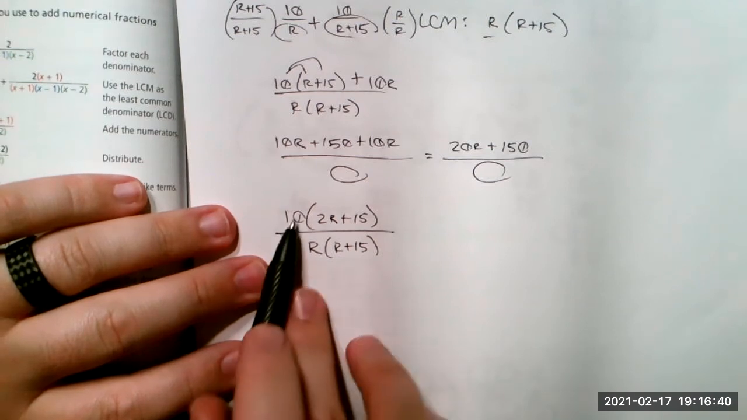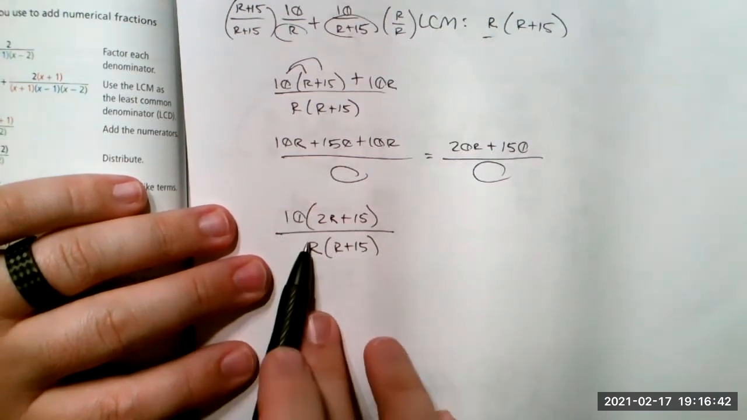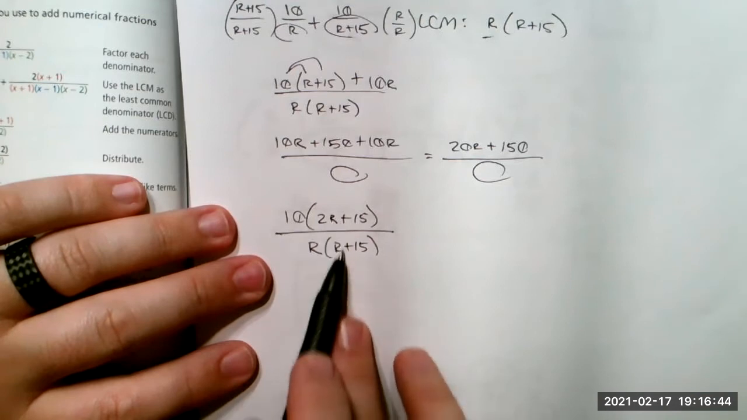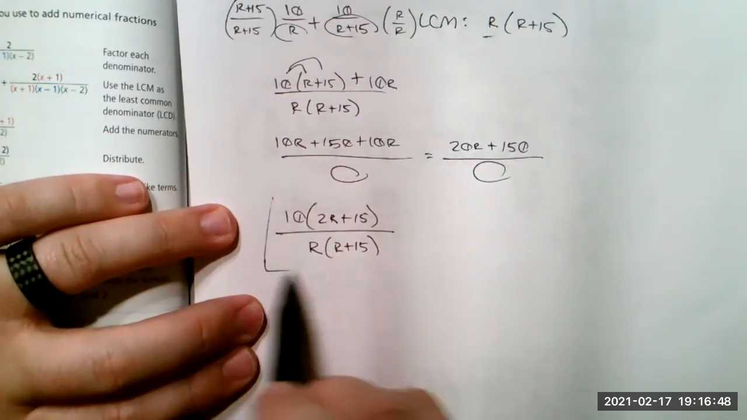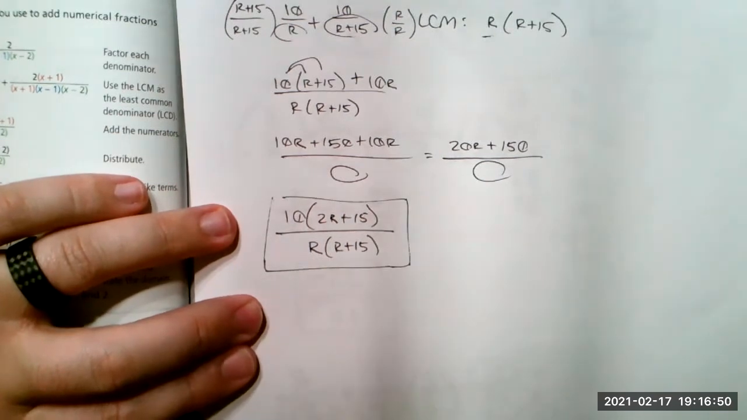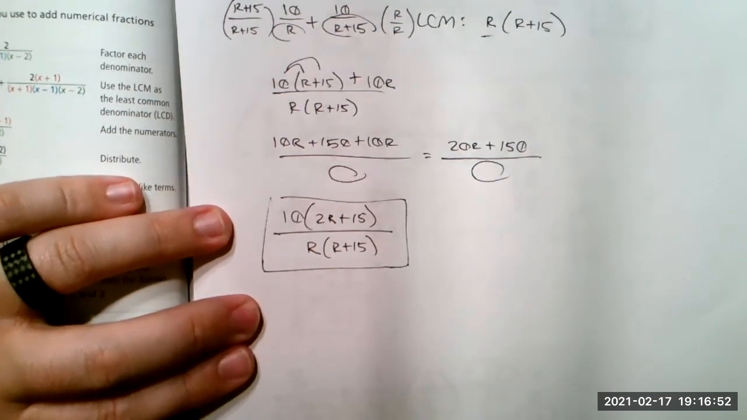Nothing can cancel. There's a 10 up top and r down below. I can't cancel that. These two parentheses aren't exactly the same, so I can't cancel that. This is basically the expression that I'm going to use to represent time.